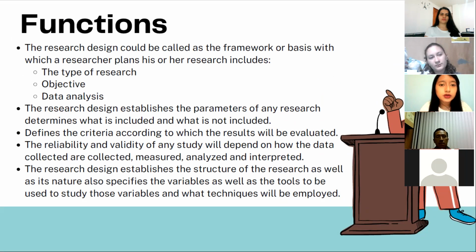Functions. The research design could be called a framework or basis with which a researcher plans his or her research, including the type of research, objective, and data analysis. The research design establishes the parameters of any research, determines what is included and what is not included, and defines the criteria according to which the results will be evaluated. The reliability and validity of any study will depend on how the data is collected, measured, analyzed, and interpreted. The research design establishes the structure of the research as well as its nature, and also specifies the variables as well as the tools to be used to study those variables and what techniques will be employed.